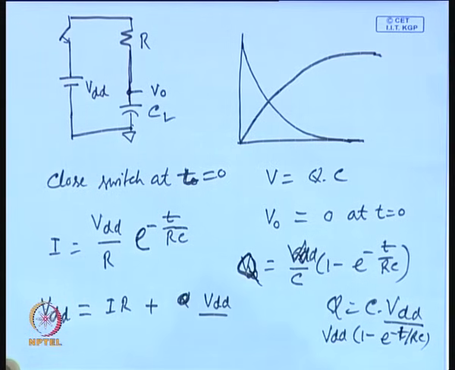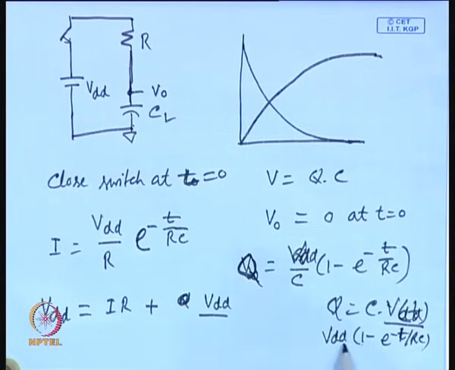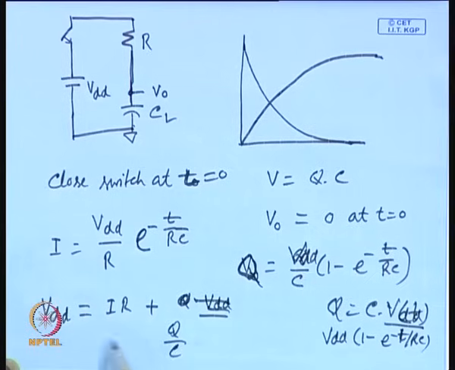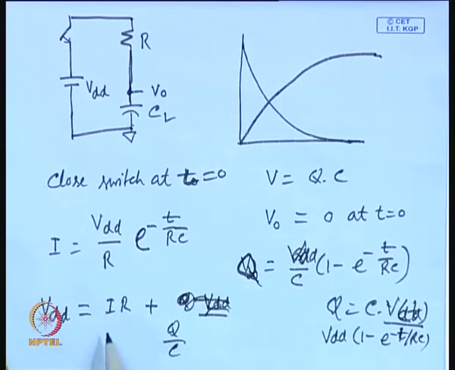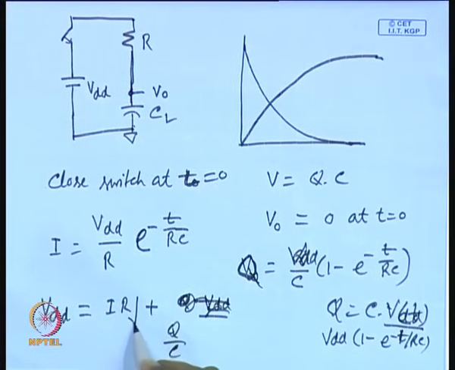So, that means this VDD is not a constant in this case, you can say it is a function of time, V of t. So, this will become equal to I into R plus Q by C, that means VDD will be equal to IR plus Q by C. So, we find that as time progresses, this IR voltage will gradually come down, because the current will gradually reduce.